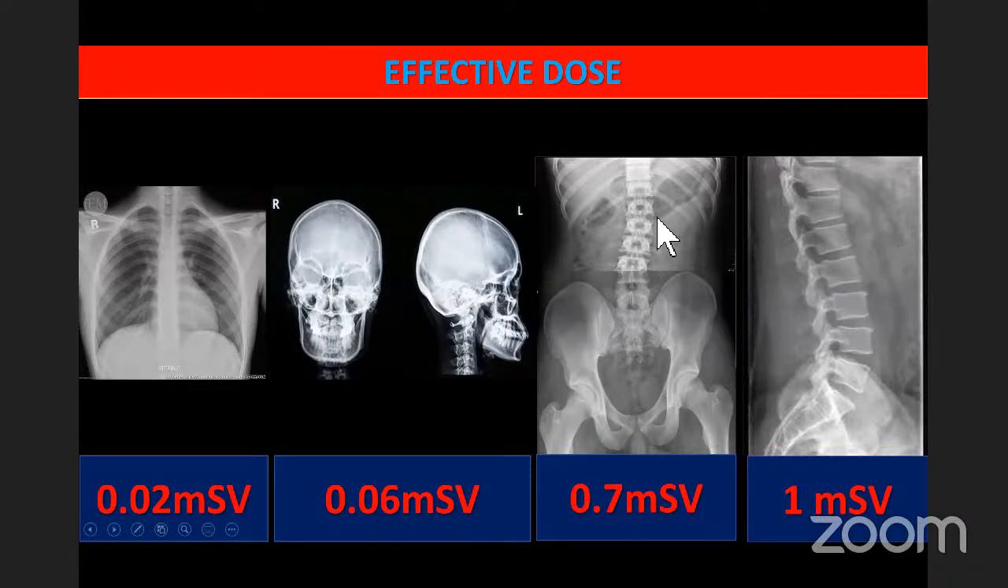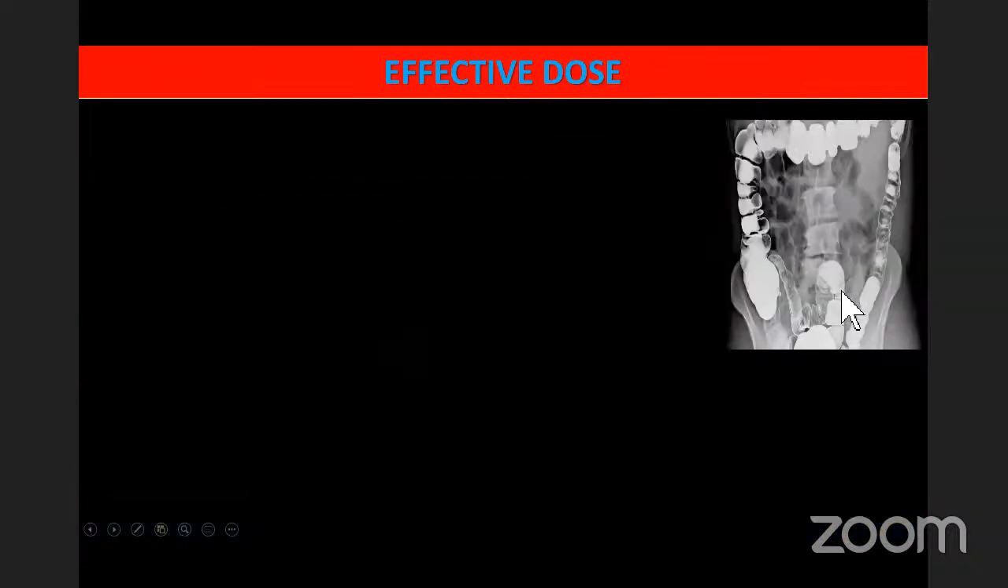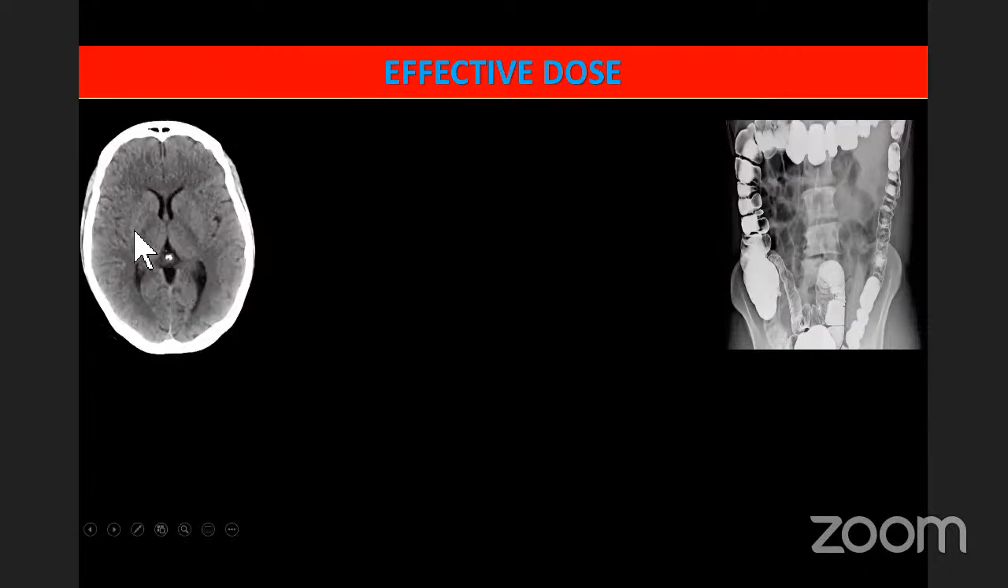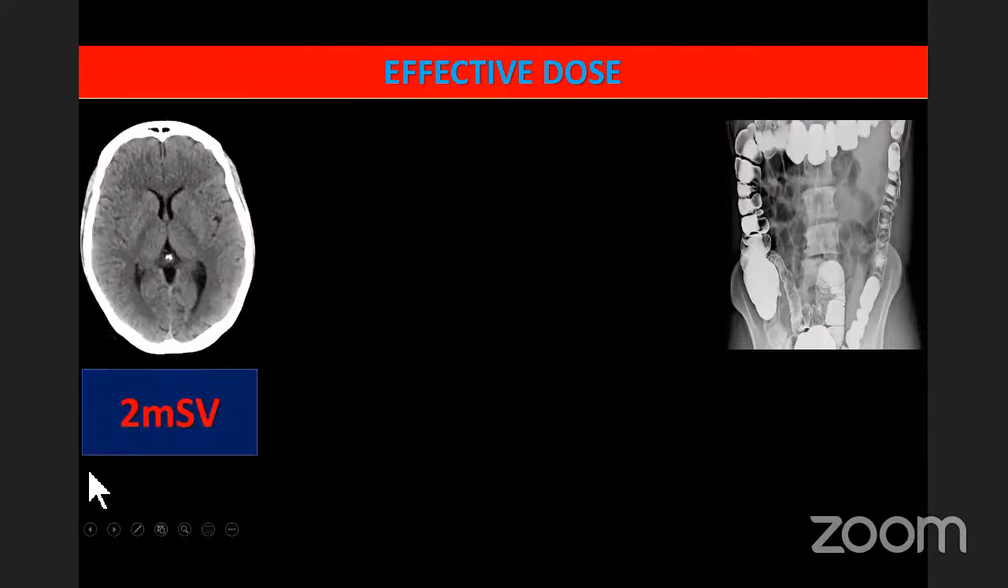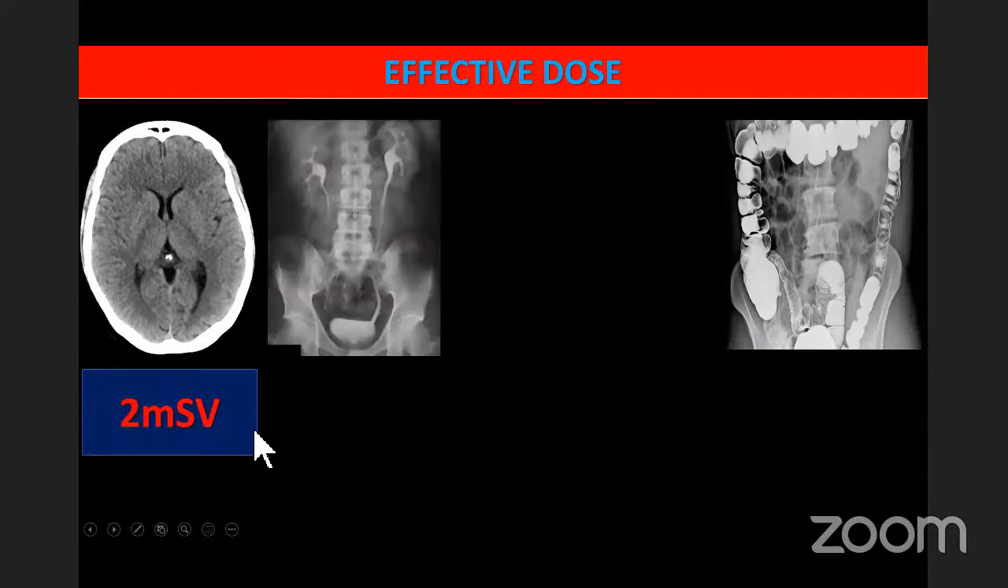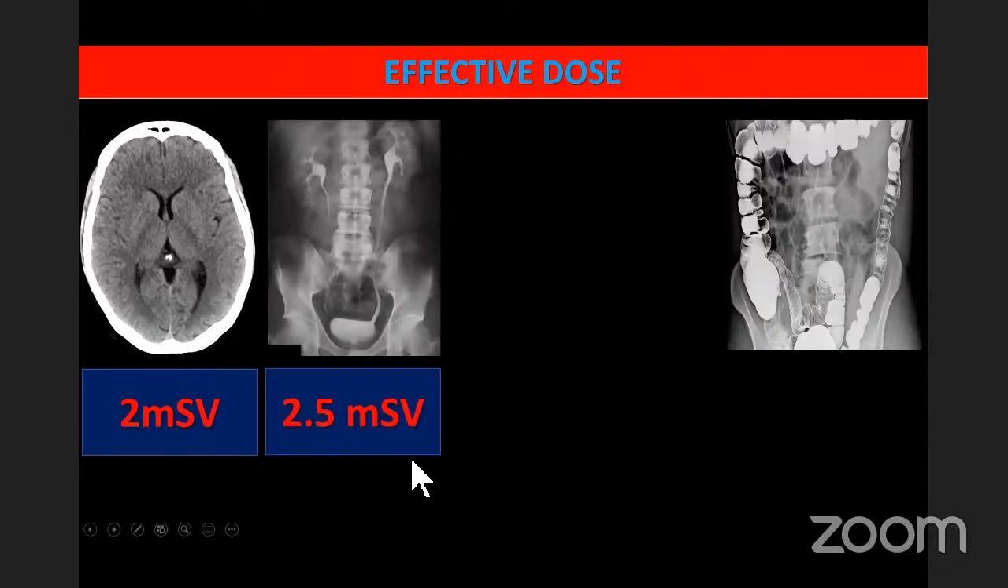Okay, simple X-ray modalities are within 1 millisievert. It is in the order chest X-ray, then the skull, then the abdomen and pelvis, then the LS spine. Okay. So next, the effective dose for the other things includes the CT skull, which is 2 millisieverts, and IVU is 2.5.